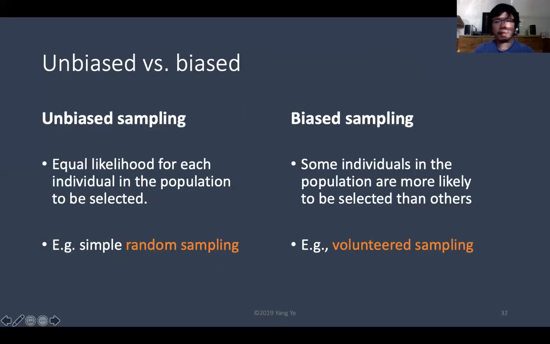Let's first talk about this question about biased versus unbiased, because again, this is really the most fundamental question about sampling. So unbiased sampling is quite simple. Theoretically, it's just that each individual in the population has equal likelihood to be selected. And this can be achieved, for example, by simple random sampling. If you're curious about how randomness is achieved, how this is practically done, that's actually quite a complicated question.